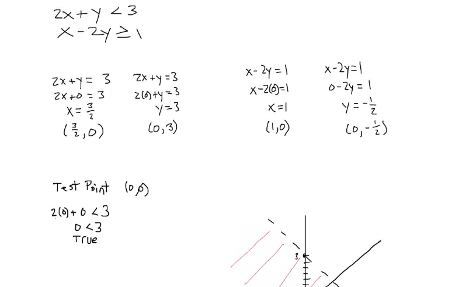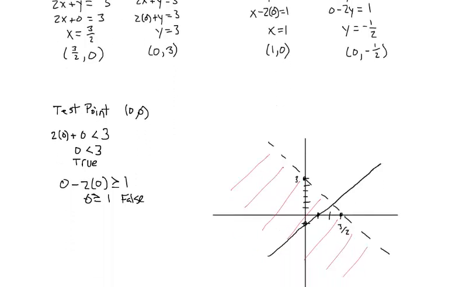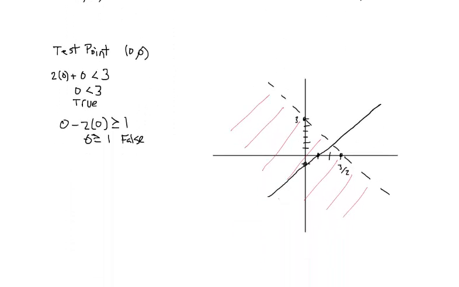And now if we test our second equation, we have 0 minus 2 times 0 is greater than or equal to 1. And we see that 0 is not greater than or equal to 1. So this is false. And if it's false, we shade away from our test point. So when we go back to our graph and we go to our line, we're going to shade away from our test point.